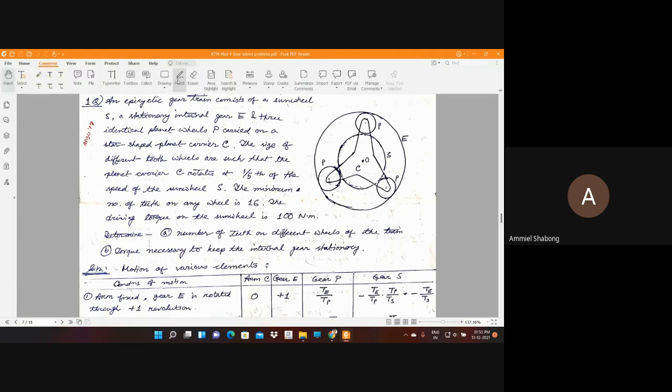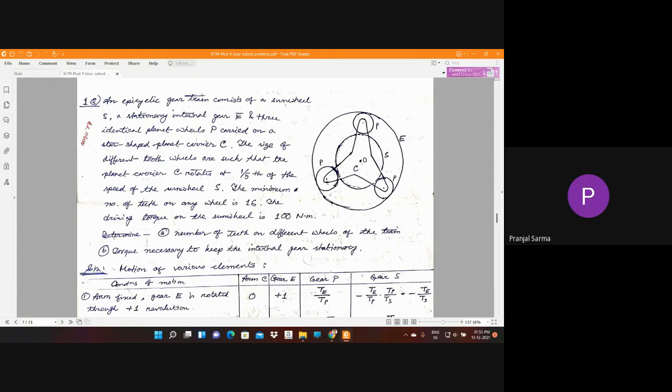Okay, so in the last class, we were solving one problem related to an epicyclic gear train. The problem statement says that this epicyclic gear train consists of a sun wheel S, a stationary internal gear E, that is the annular gear having internal teeth, or the bigger gear.